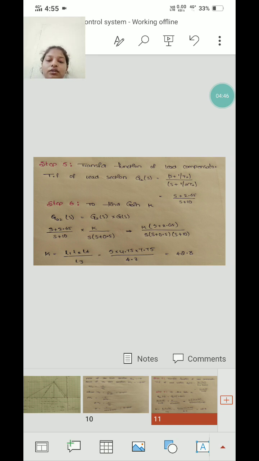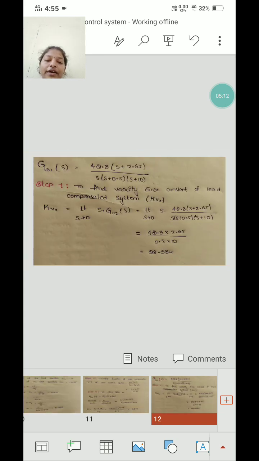Next we go through step 6 to find the gain K. G02(s) is equal to G2(s) into G(s), which is (s + 2.65) by (s + 10) into K by s into (s + 0.5). Calculating these, we get K is equal to 42.8.